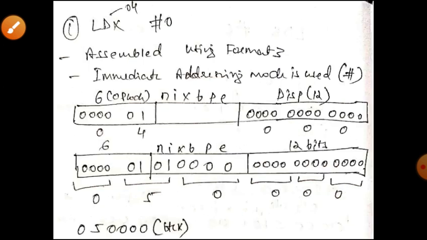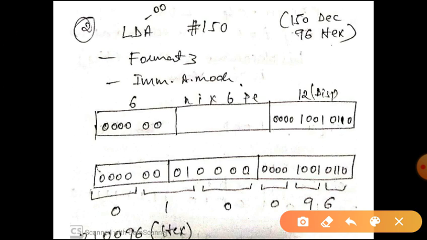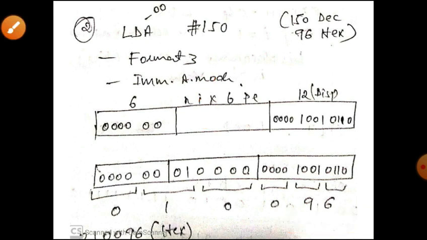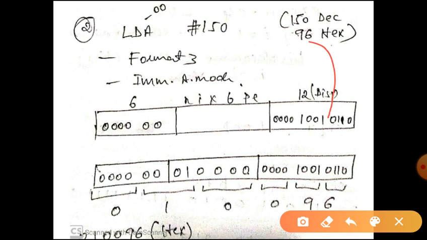Actually you have to write all 4 zeros, but the last two bits are reserved for N and I, so you leave them blank. Then NIXBPE you write later. Since it is immediate addressing mode, you write this 96 in the displacement. How to write 96? That is 3 hexadecimal digits: this is 0, this is 9, and this is 6.